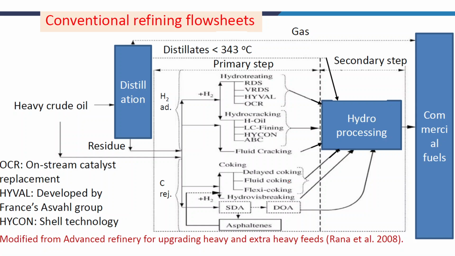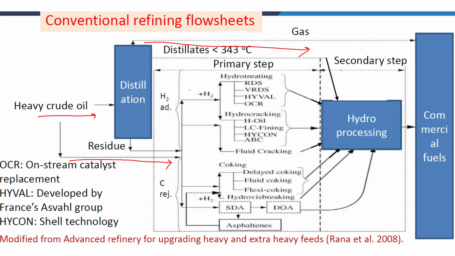So the conventional flow sheet is we take the heavy crude into the distillation unit, or sometimes the distillation unit is skipped and the crude is directly treated if the viscosity is very high and a large amount of impurities is there. In the distillation, if there are some lighter products, we get them as commercial gas.